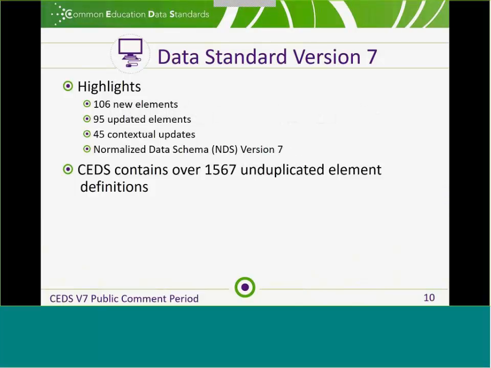To give you the highlights, there are 106 new elements, 95 updated elements, 45 contextual updates, and a new version of the normalized data schema. With these updates, CDS now contains 1,567 unduplicated element definitions.